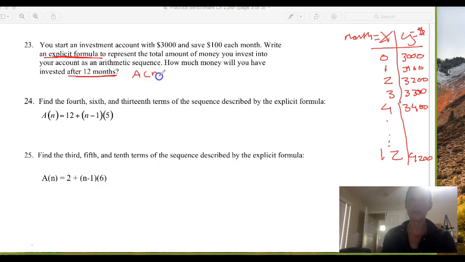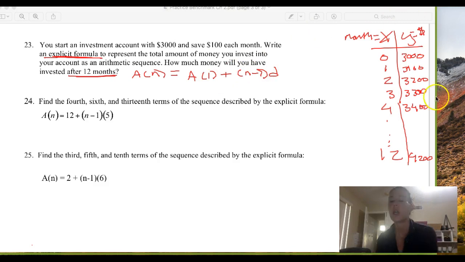Any term equals, you're going to tell me what the first term is, okay? So A sub 1 is your first term, and then you're going to add on 1 less than that, so n minus 1 times the common difference. Why is that? So any term, your third term, let's say I wanted your third term, that would equal your first term, which is here, plus the number of terms.